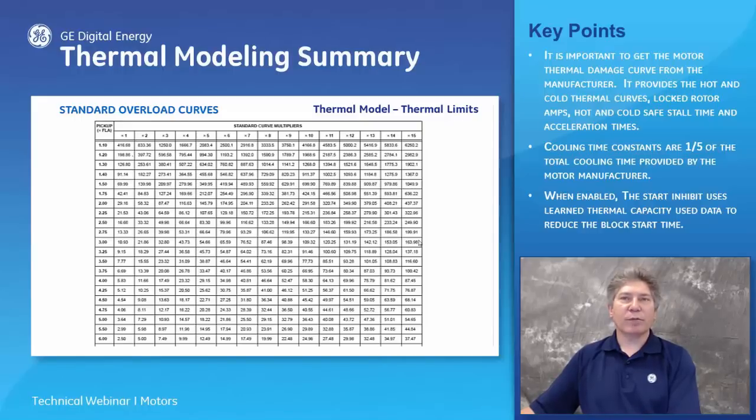This table represents the data to create the curves we saw in the previous slide. The x-axis has the curve number across the top and the multiples of FLA along the y-axis. If we review the trip time values at different multiples of FLA and compare the values between curve 1 and curve 15, you will see the trip times at each multiple of FLA on curve 15 are 15 times larger. This is why it's important to select the right curve.